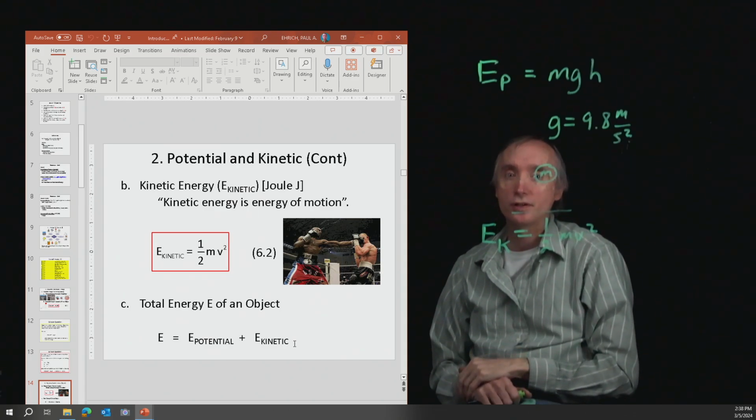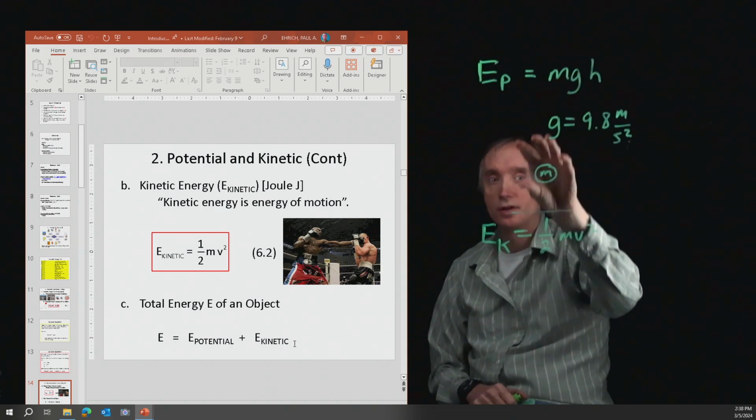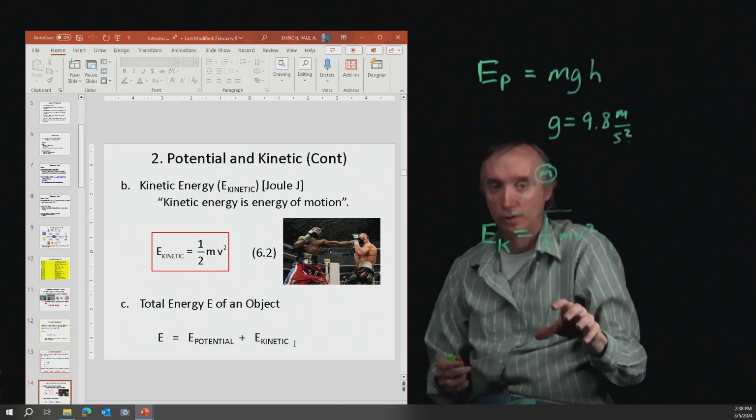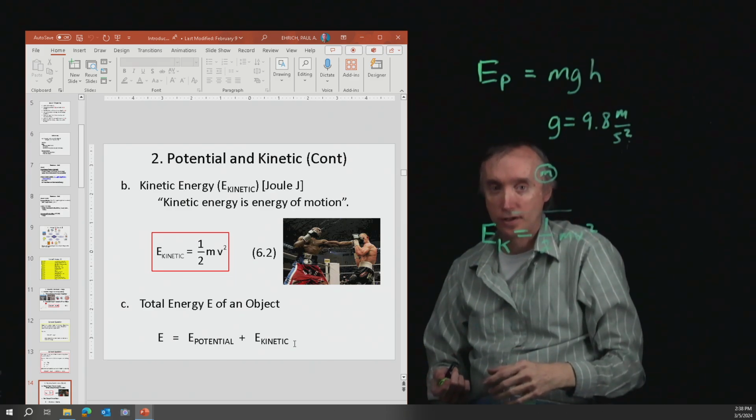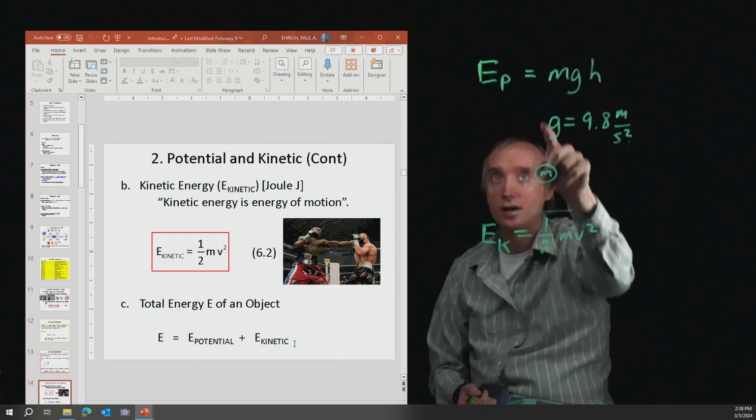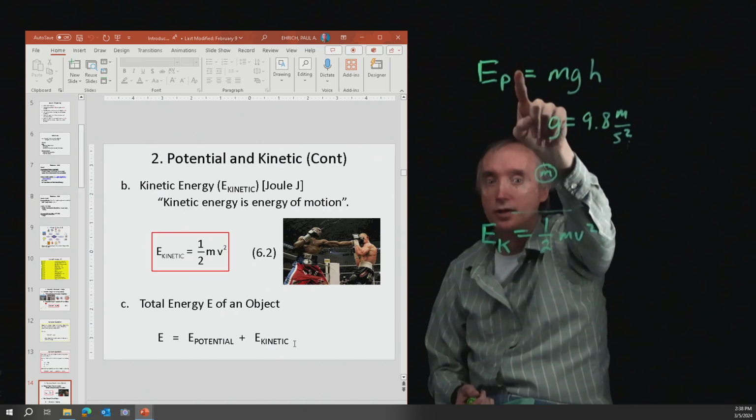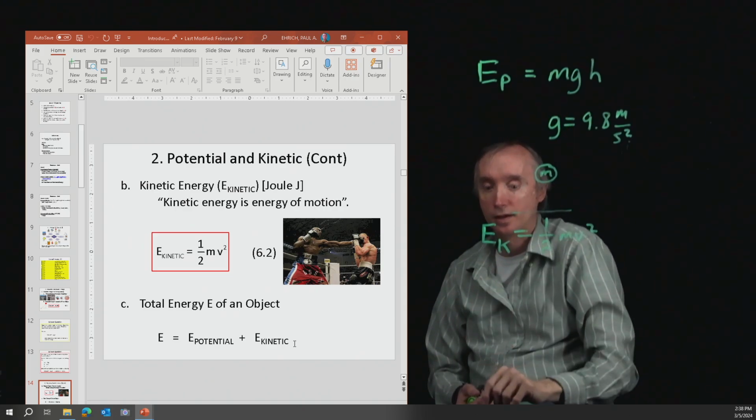Now, objects have both kinds of energy. So the total mechanical energy is going to be equal to the sum of its potential energy plus its kinetic energy.